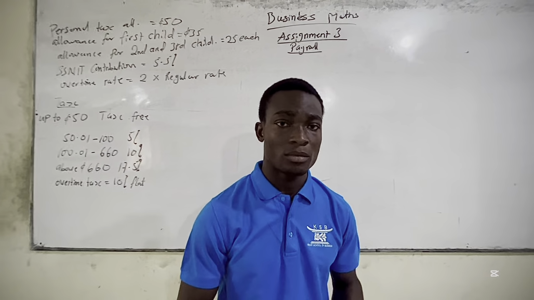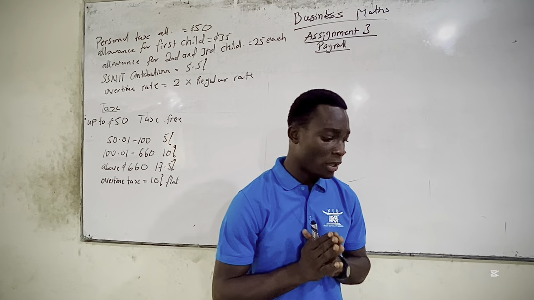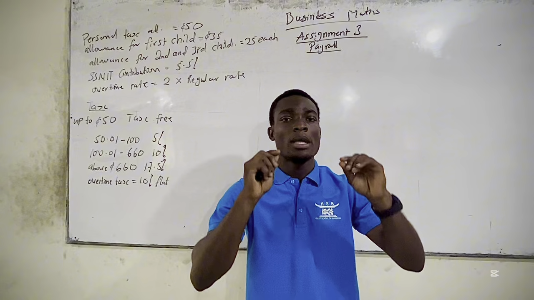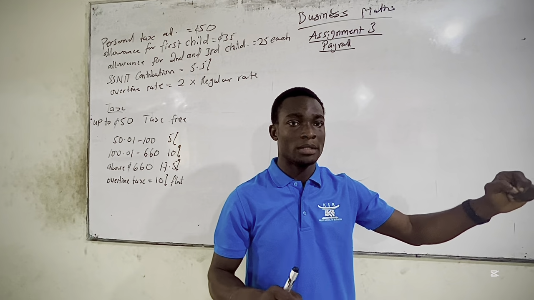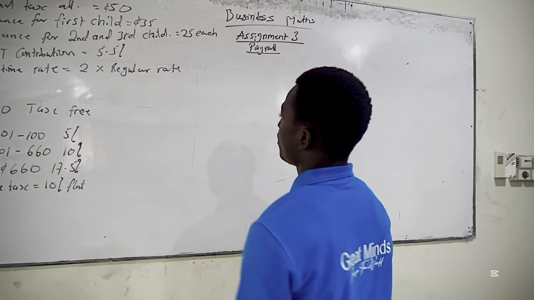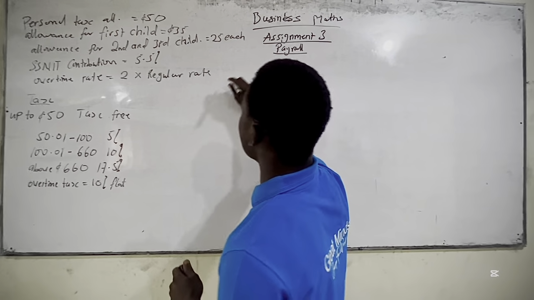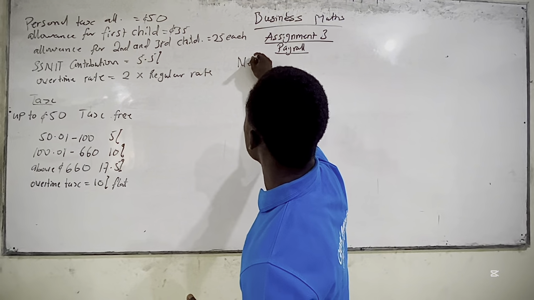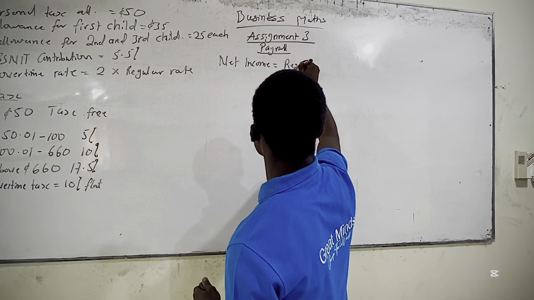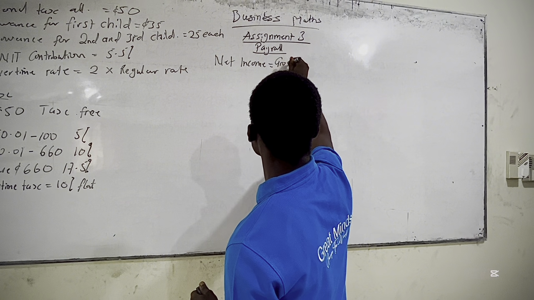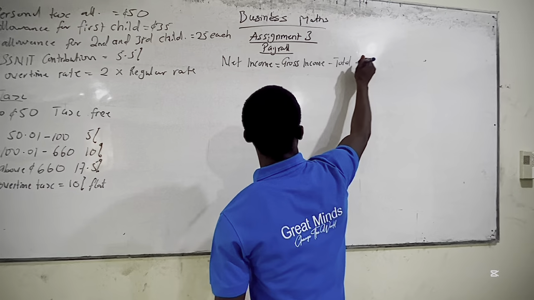Right, so let's look at the first person, but before we proceed, let's note this formula. What are we looking for? The question says we should calculate the net income of each of the employees, right? So let's first look at how to find net income. We say that net income is gross income minus total deductions.